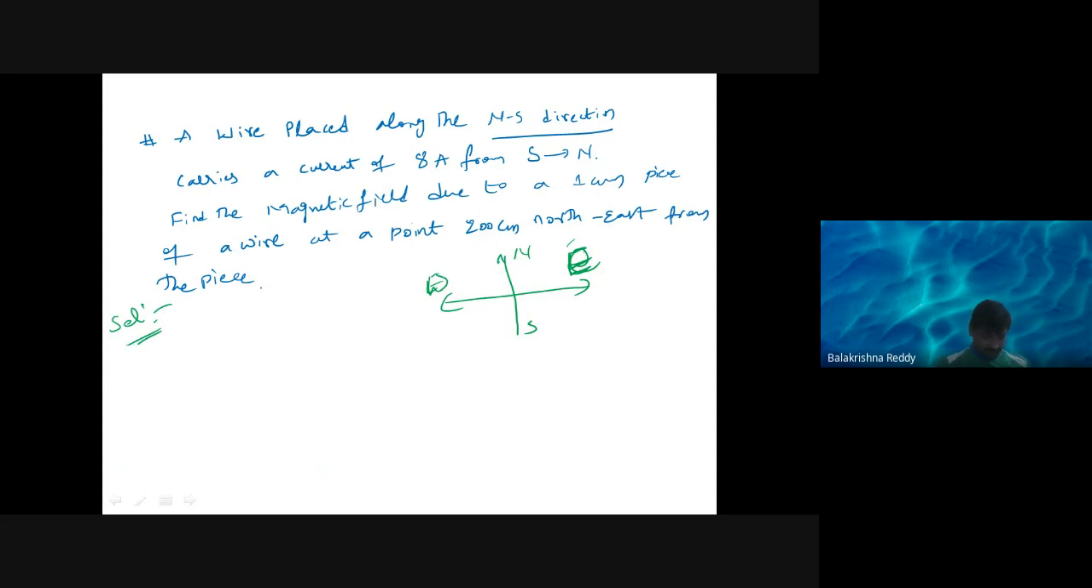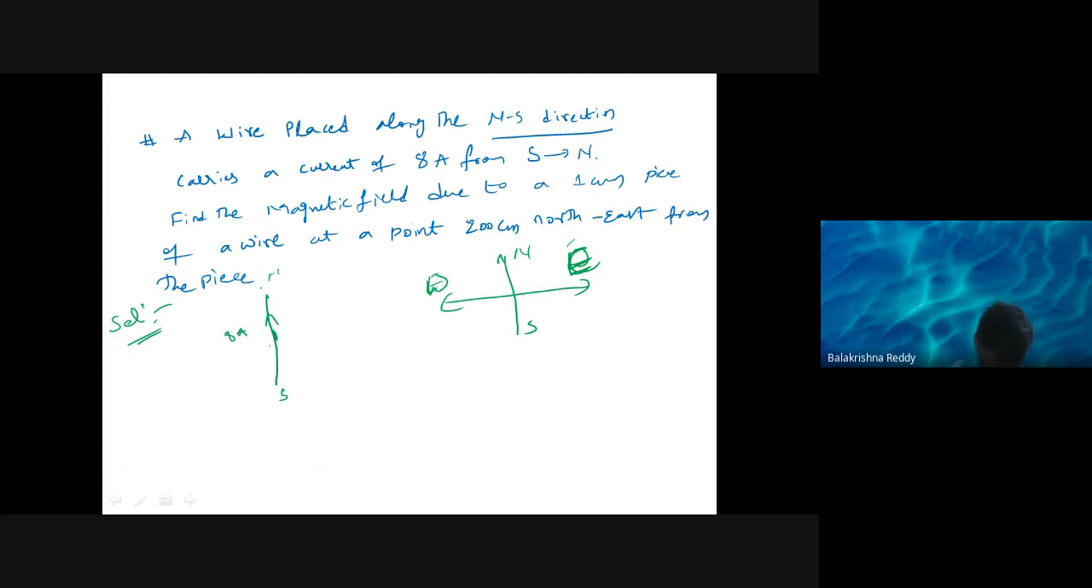What is the question? A wire placed along a north-south direction. So we place a wire like this, in the north-south direction. It carries a current of 8 amperes, from south to north. Now, find the magnetic field due to a 1 centimeter piece of the wire.